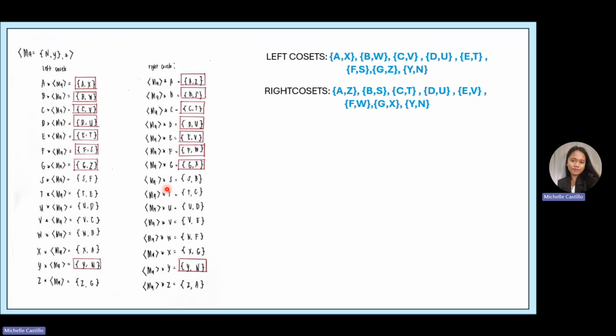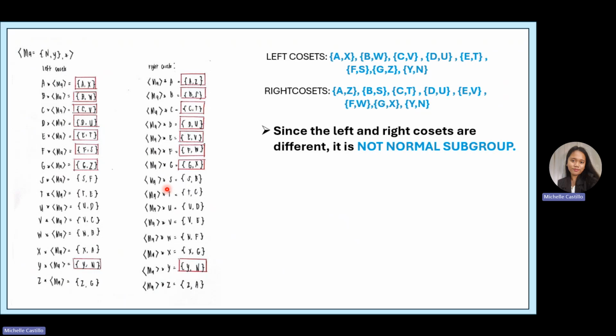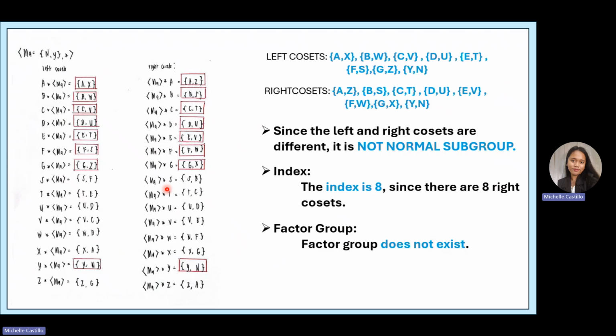And as you can see, the left and right cosets are different, therefore it is not a normal subgroup. For the index, there are 8 right cosets, therefore the index is equal to 8. Then the factor group does not exist since it is not a normal subgroup. Then for the order of the elements, N and Y is equal to 2, since N star N is equal to N, then Y star Y is equal to N. These two elements need to be operated with themselves twice in order to get the identity element N.